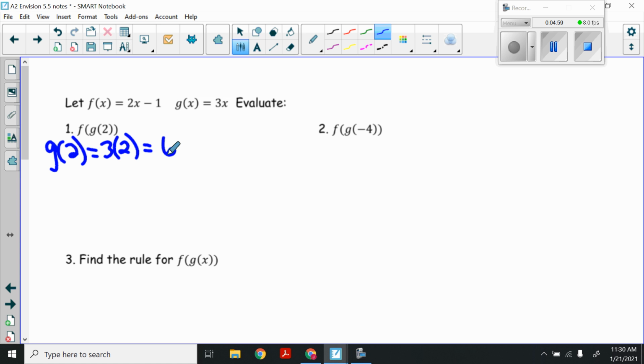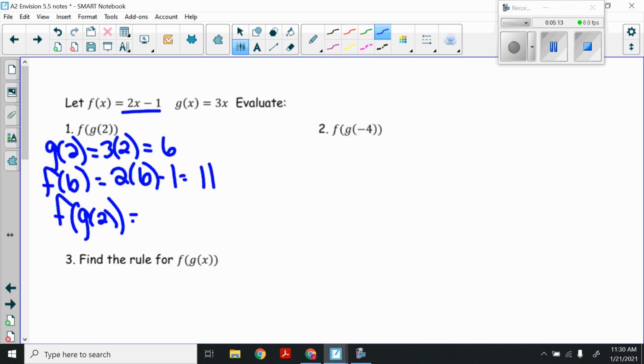Now I want f of that. So now f of 6, so up here plug in 6. 2 times 6 minus 1. 2 times 6 is 12. 12 minus 1 is 11. So I would write f of g of 2 is equal to 11.